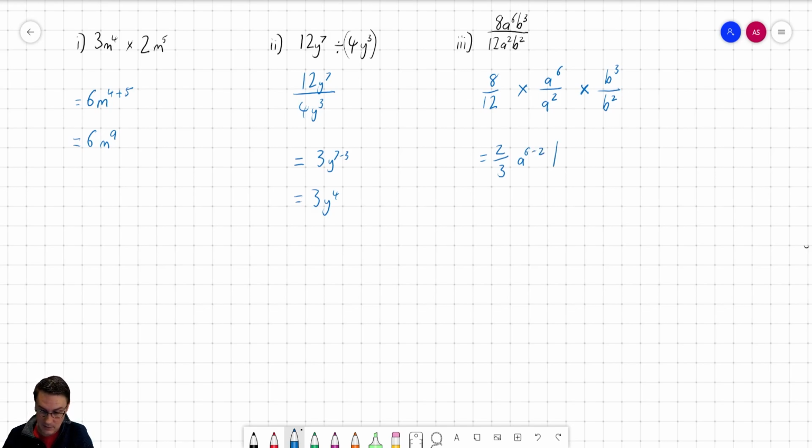And then lastly, I'm going to have b, and that part is I've got b to the power of 3 divided by b to the power of 2, so I'm subtracting the powers. So this is going to be b to the power of 3 minus 2. So in the final step, I'm just going to write this all down. So I'm going to have a to the power of 4, and then b is going to be to the power of 1. Now, I don't have to write down that power of 1 here. I can leave that off because we don't always include that 1. So the final answer is 2 over 3, a to the power of 4, b.